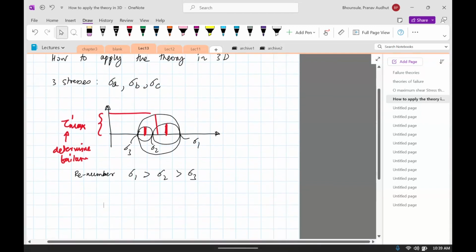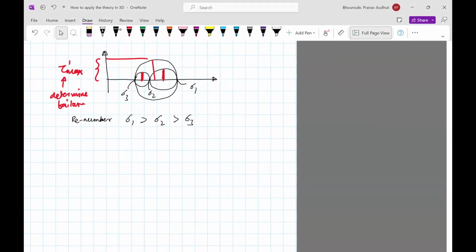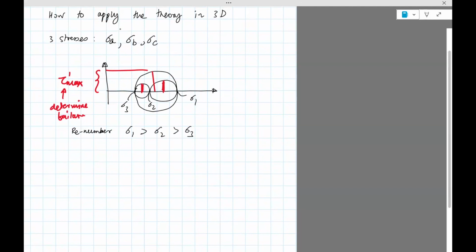Okay. So now we have tau max prime. We know what the value is actually. Tau max prime is nothing but, remember that the radius of this circle, the biggest circle, is sigma 1 minus sigma 3 divided by 2, right? Because sigma 1 minus sigma 3 is the diameter. So half of that should be the radius.